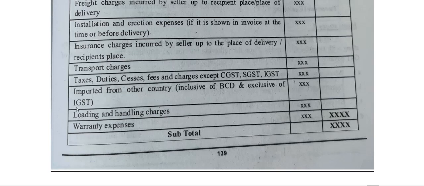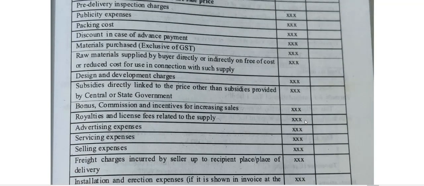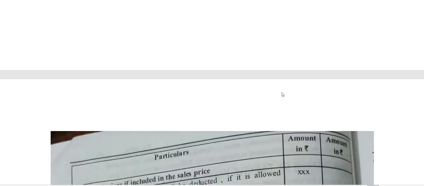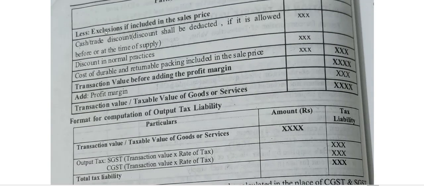Only one type of GST will be applicable, IGST. Loading and handling charges, please take that. Warranty expenses, you have to take that amount. When you add all of this to the selling price, you will get a subtotal. So what happens after that? You have to deduct certain items.